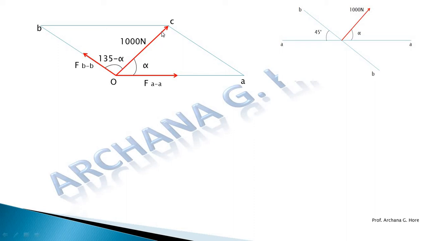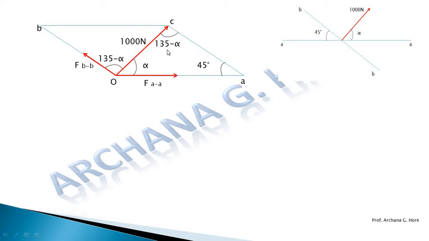Now this angle is equal to this angle. This angle is 45 degree, as the horizontal line AA makes an angle of 45 degree with BB. So this must be 45 degree, and this is equal to 135 minus alpha. Now we get the angles.